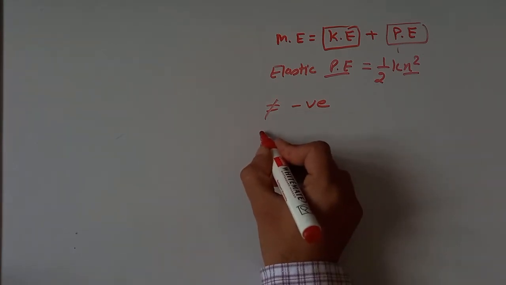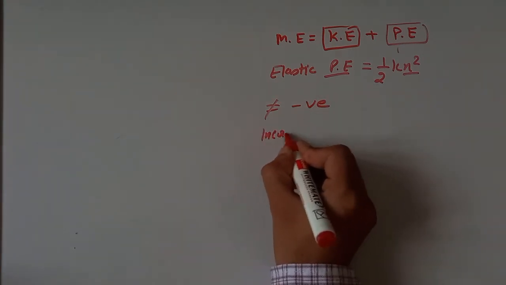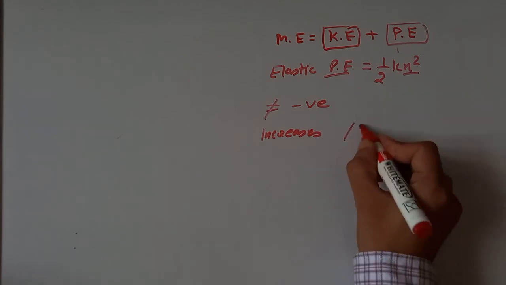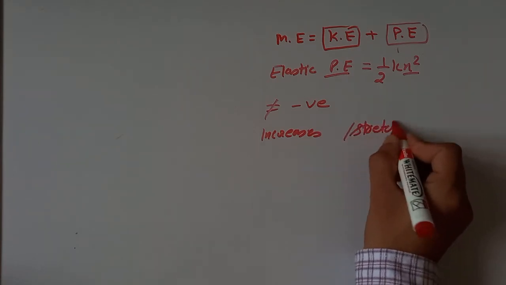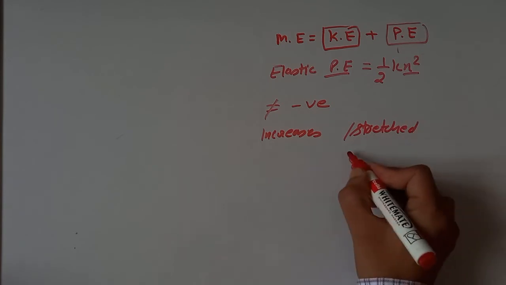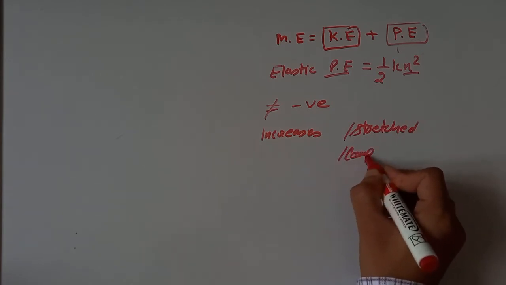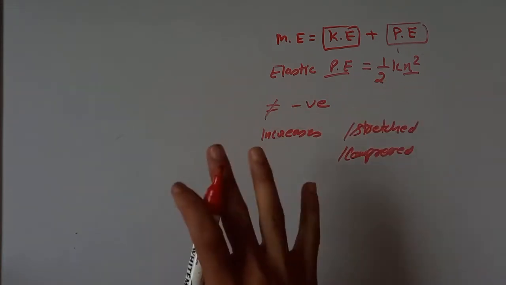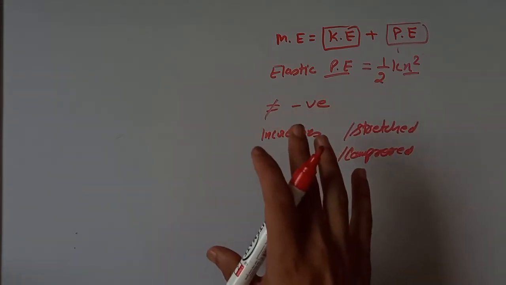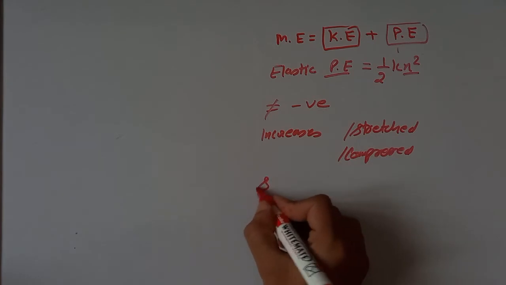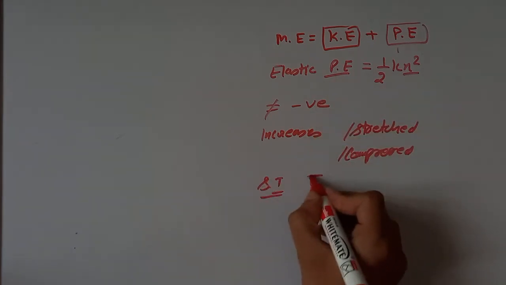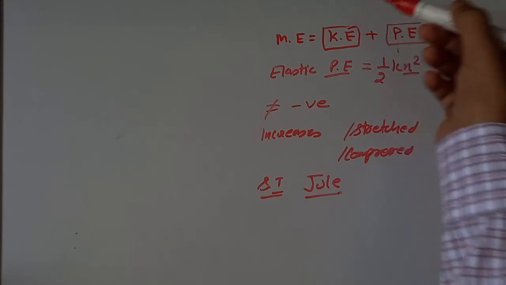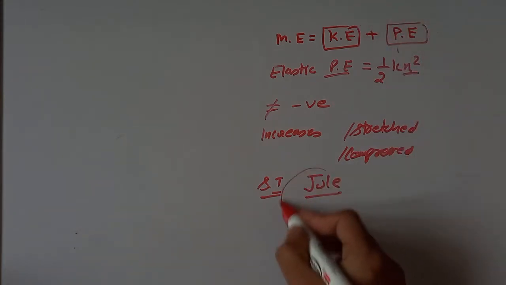This elastic potential energy increases whether spring is stretched or compressed. The elastic potential energy always increases and it cannot be negative. And SI unit of this elastic potential energy is also same as that of potential energy, same as kinetic energy, same as work done, that is Joule.